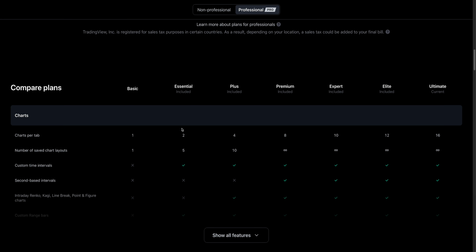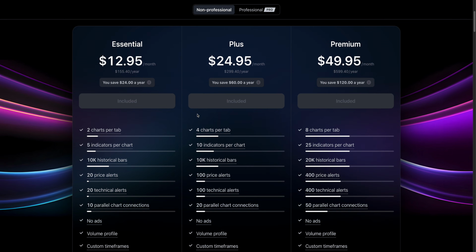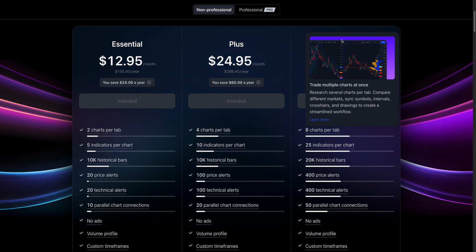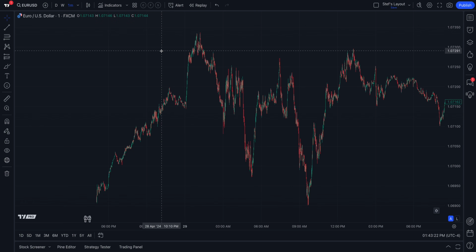Now, if we head over to the actual pricing page for TradingView, so here we are, you can also see that the data is very clearly presented to you. Essential plan gets 10,000 historical bars. A Plus plan gets 10,000 historical bars. A Premium plan gets 20,000 historical bars. So depending on the plan you have is the amount of data that you're going to get.